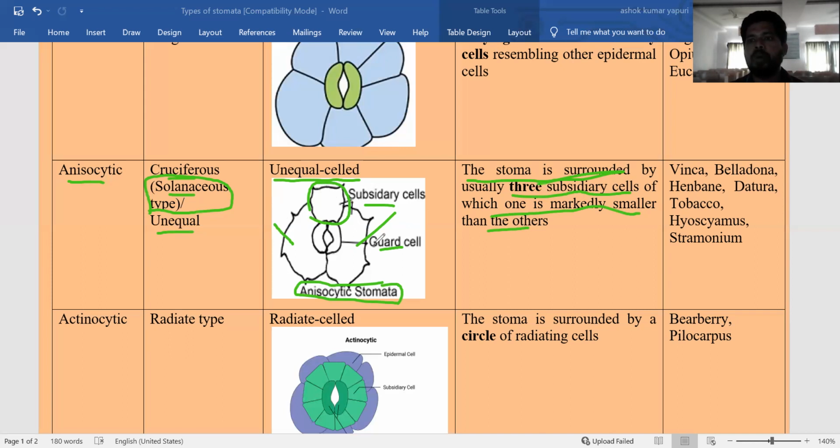So inequality in people, you remember, is like cruciferous. Animals and humans are both not the same. Animals are like cruel, so both animals and humans are anisocytic. You can remember like that if your memory power is good. Otherwise, you can remember in a different manner, because there are different questions in the competitive exams. You have to remember.